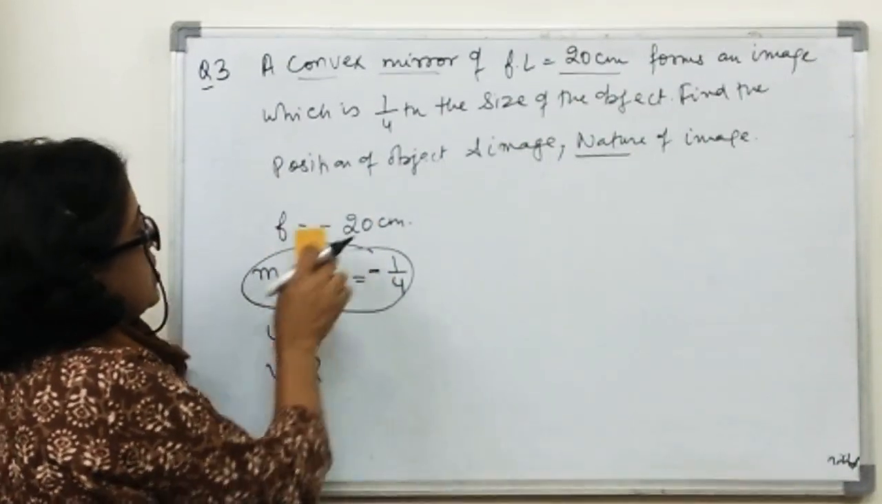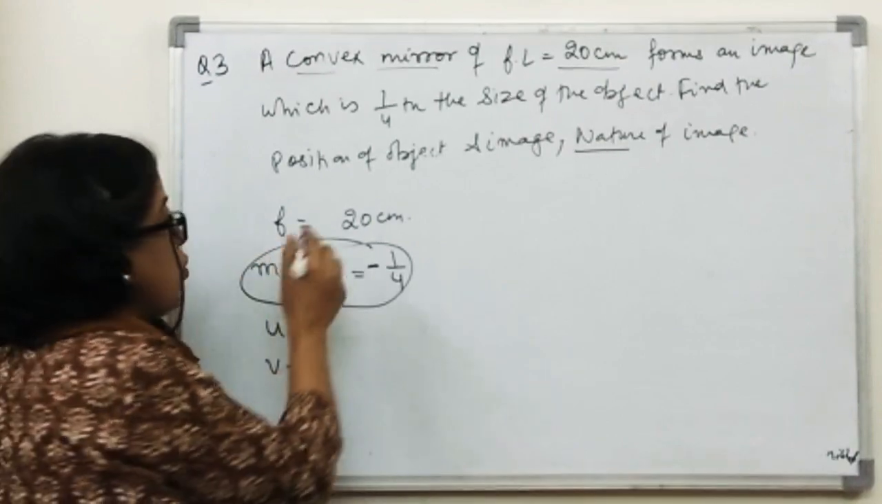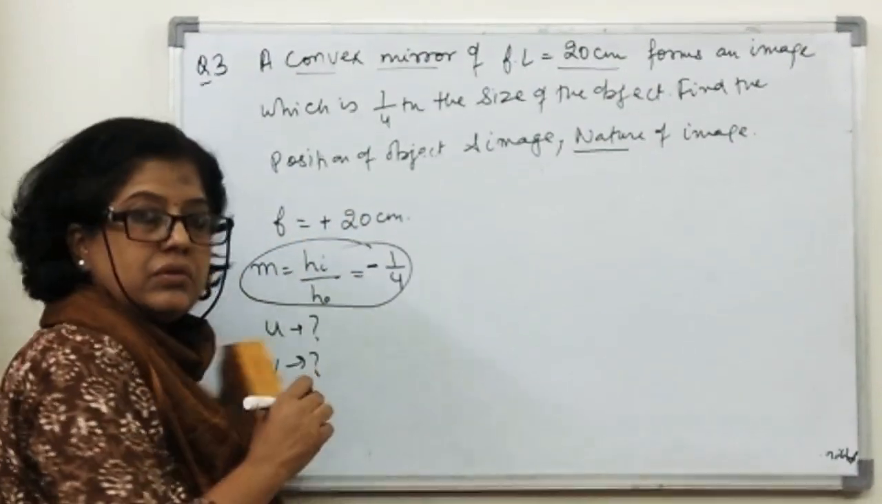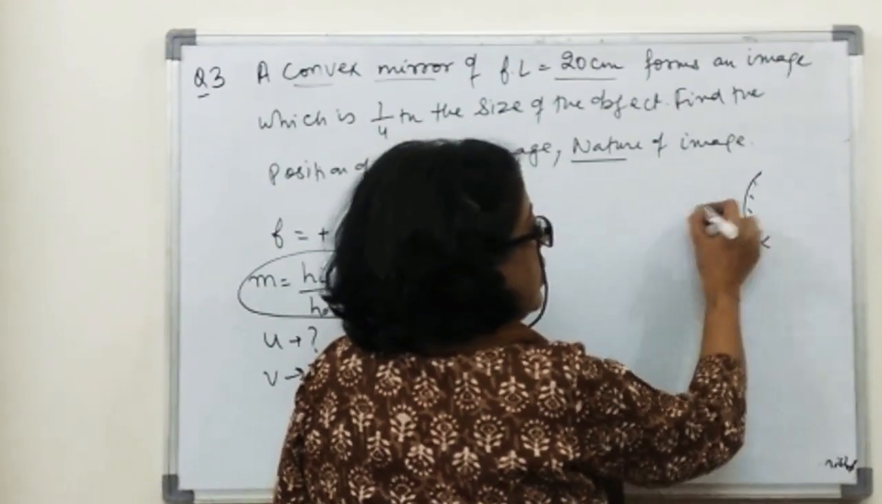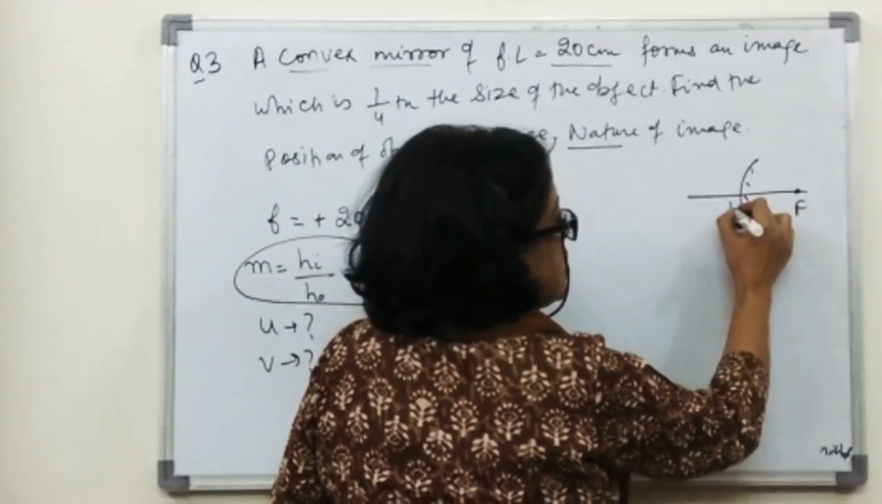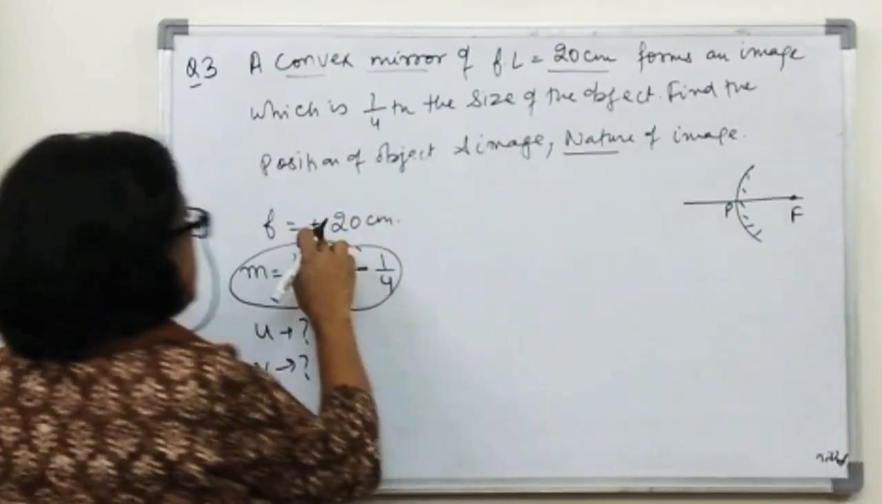So what are the changes? The changes are, now for a convex mirror, the focal length will be plus 20. This is a convex mirror. The focus is behind the mirror. This is P, so the focal length is from P to F, left to right, positive. So it will be plus.